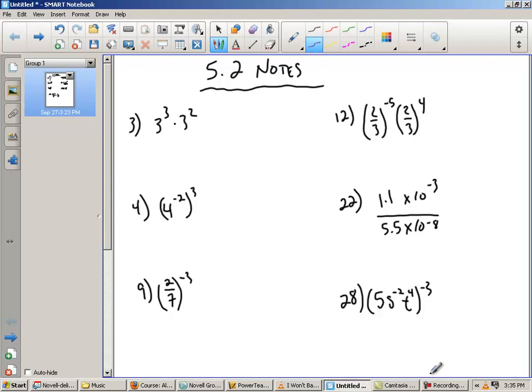All right, everybody. So today what we're going to be working on is the 5.1 notes. My bad, it's 5.1. Just go ahead and erase that and fix that right now. 5.1 notes, and basically we're just dealing with rules for exponents.